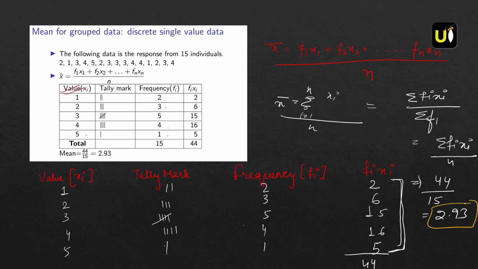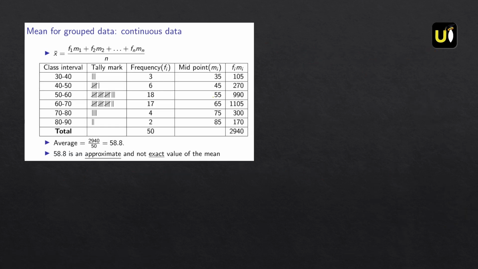All right, so now we have the mean for grouped data in continuous data. Here we make an extra column, that is a midpoint. Midpoint is the average of the class limits.